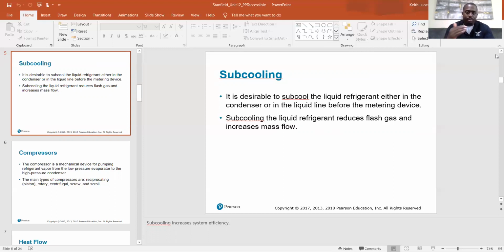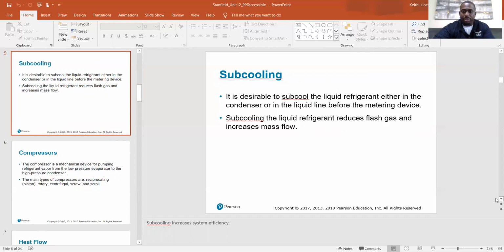So it's already below its saturation point. It's already condensed from vapor to a liquid. And then we're going to remove even more heat energy just to ensure that there's no vapor present. It's all been completely 100% condensed to liquid so that we could send 100% liquid into our metering device. So that's the point of subcooling.